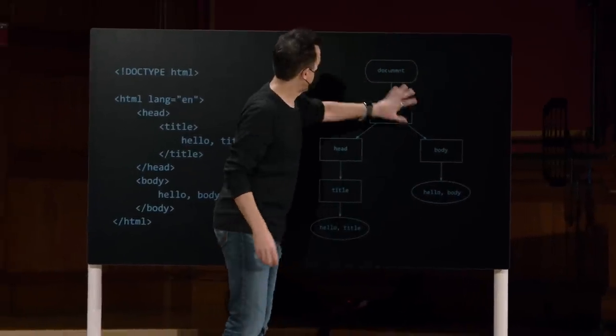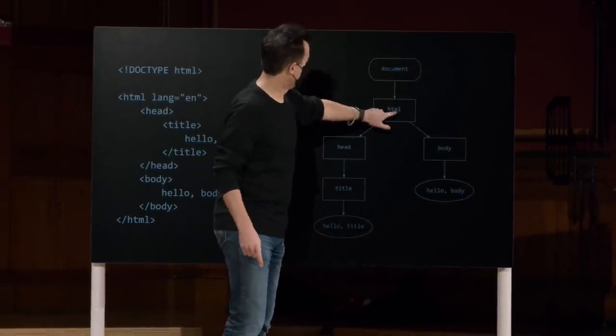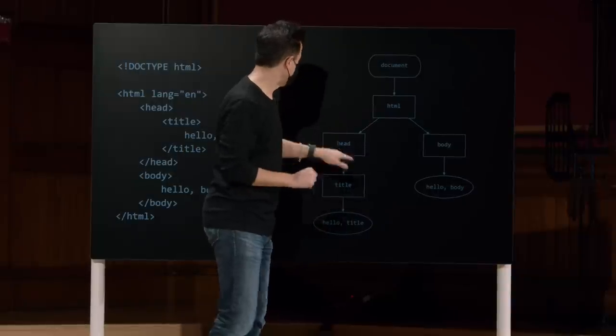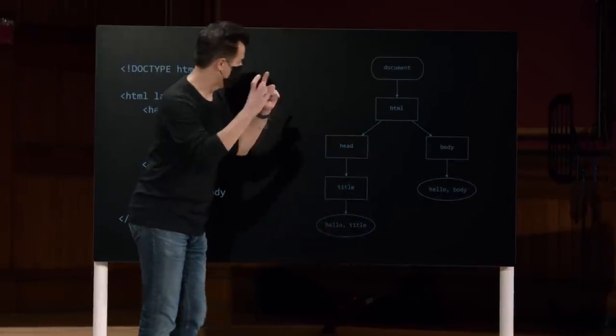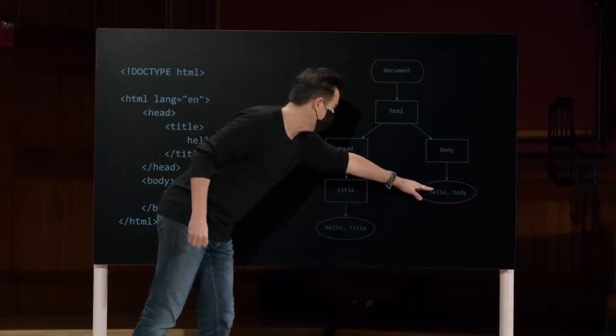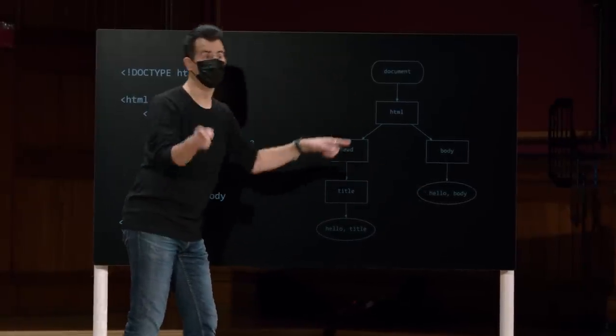But if we have a special node here that refers to the document, the root node, so to speak, is HTML, drawn with a rectangle here, just for discussion's sake. It has two children, head and body, also rectangles. Head has a title child, and then it and body have text nodes, which I've drawn with ovals instead.